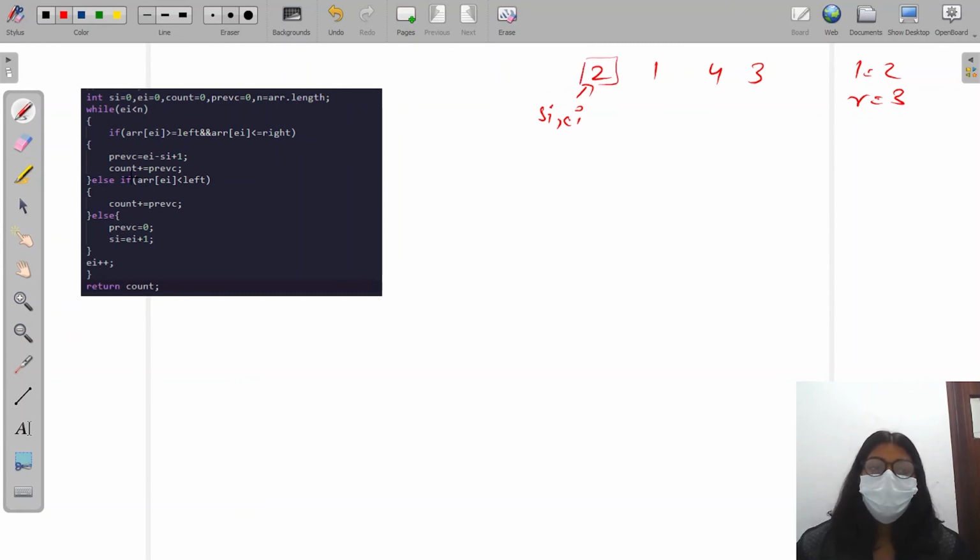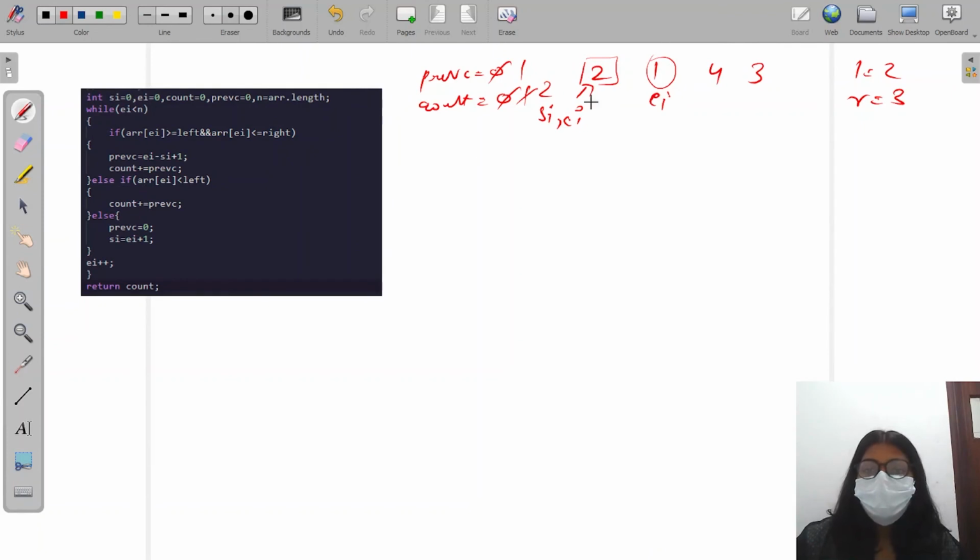So what am I going to do here? It will calculate previous count as EI minus SI plus 1. So previous count was initially 0, and it becomes 1, and my count becomes equal to 1, which was also 0. Okay, then my EI comes here. It checks, is this 1 in my range? No, it's not in my range, but I'm going to include this in my count. I'm going to add my previous count to my count, which is 1 plus 1, 2.